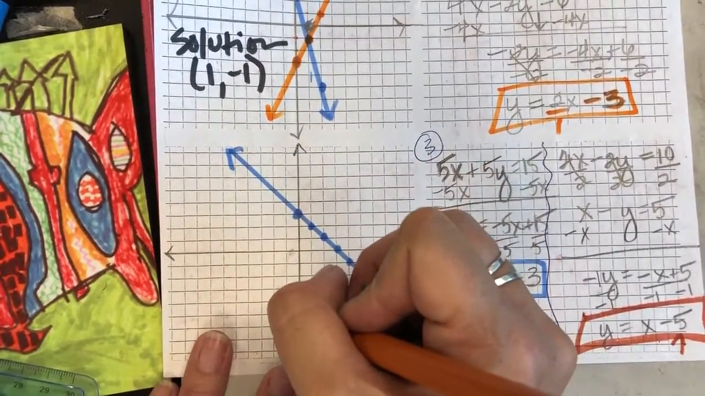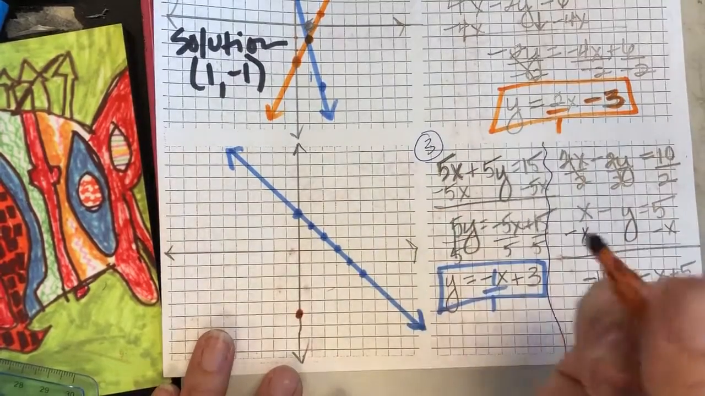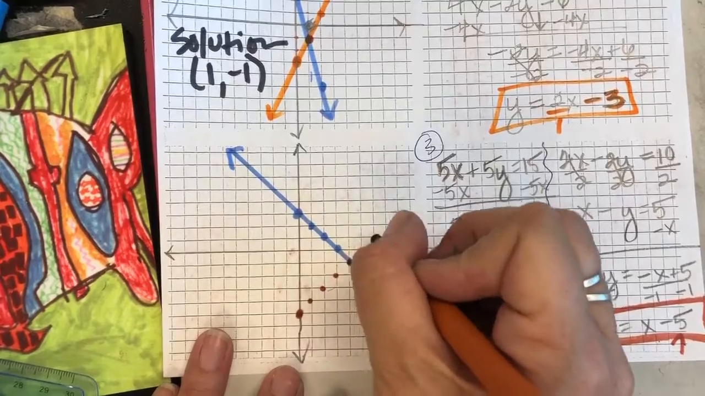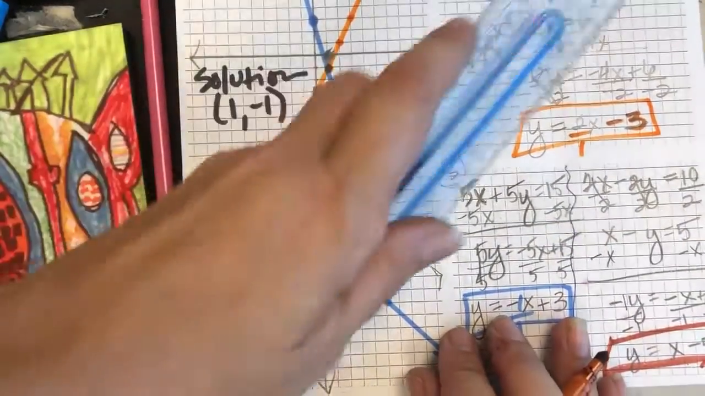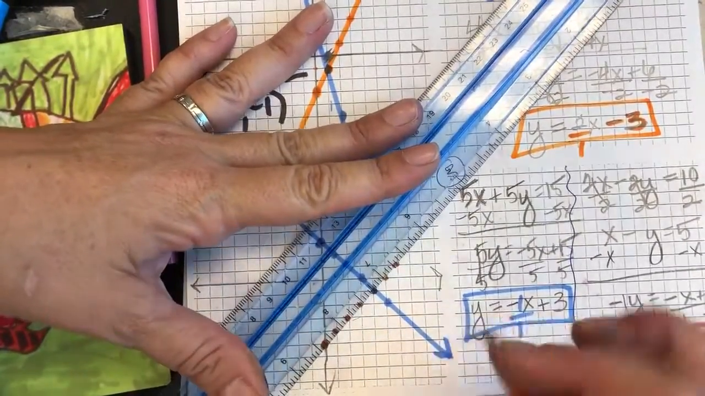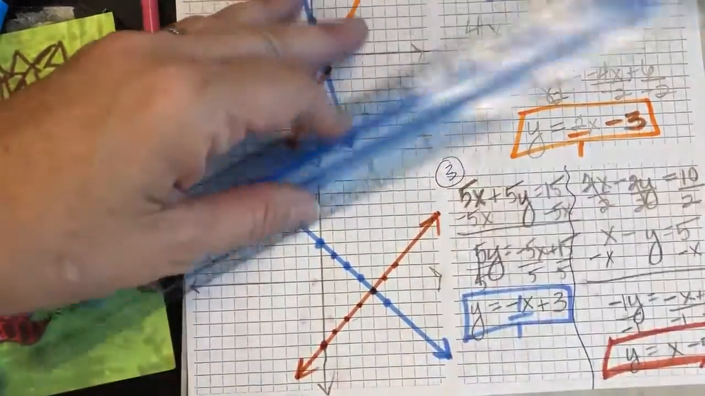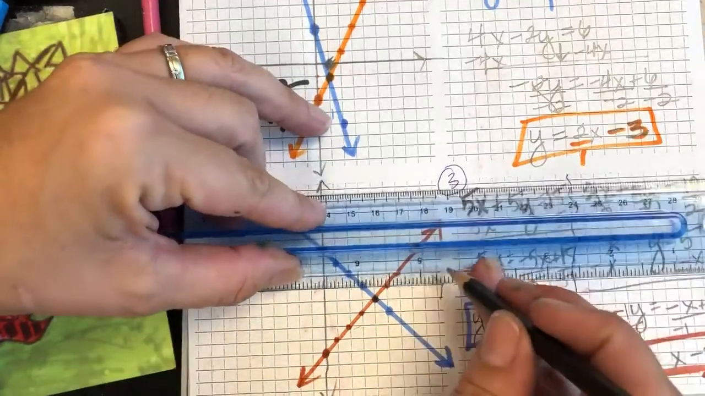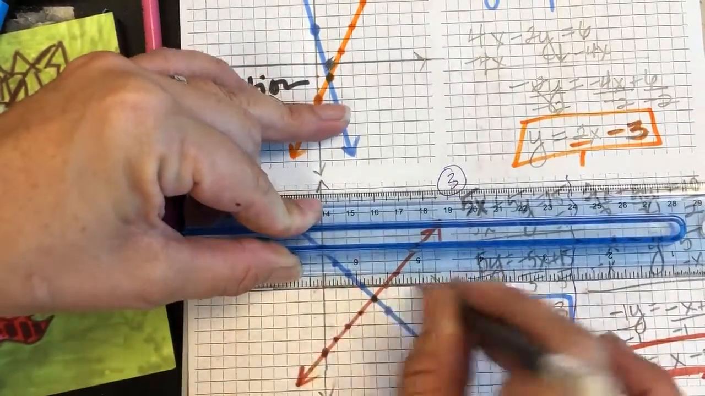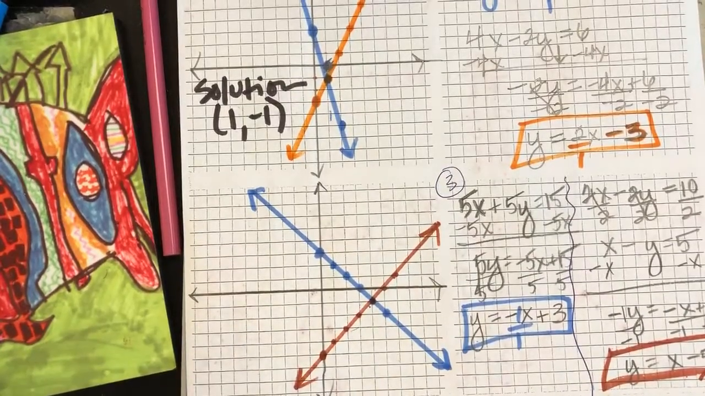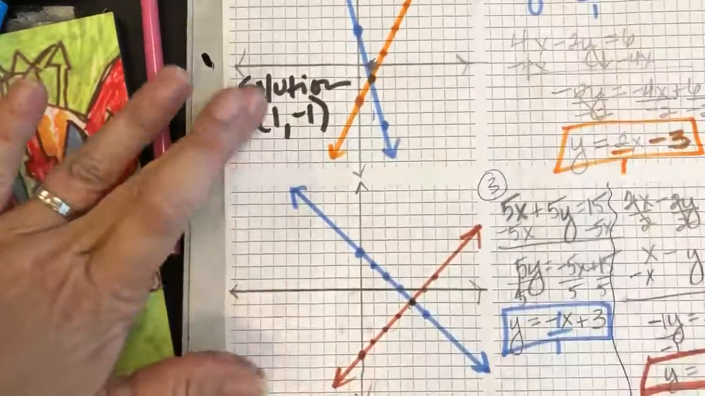I'm going to start on my negative 5 on the y-axis. Up 1, right 1. The slope was positive 1. And I can see this point of intersection. My x-axis is super light on this one. I can barely see it. My x-axis is right here. There it is. So then that solution is 4, negative 1 for that one.